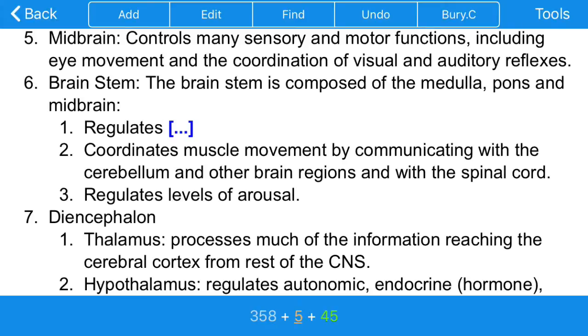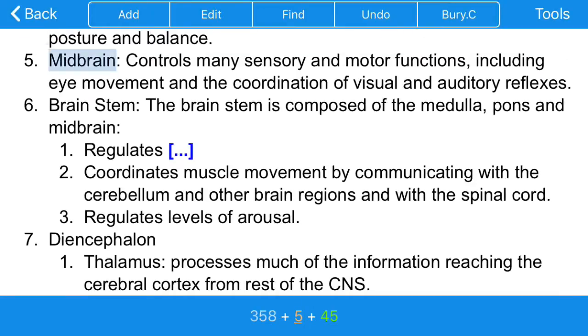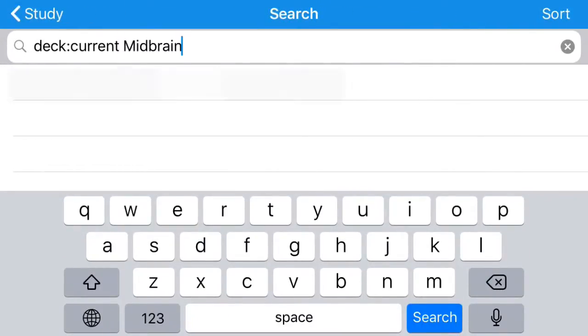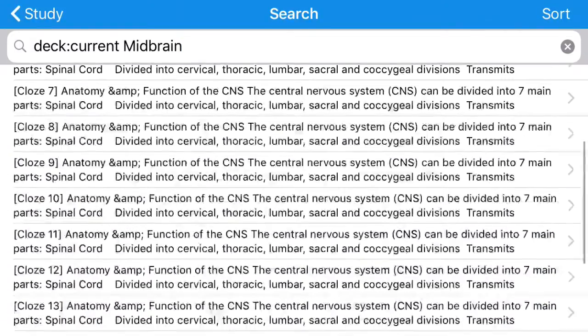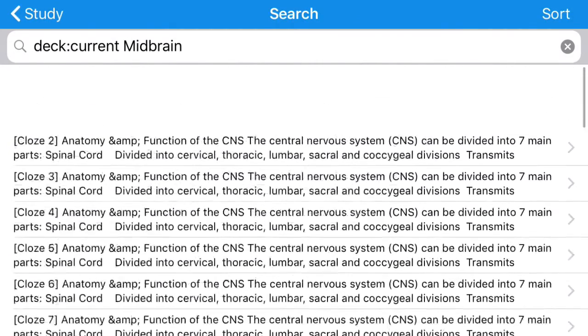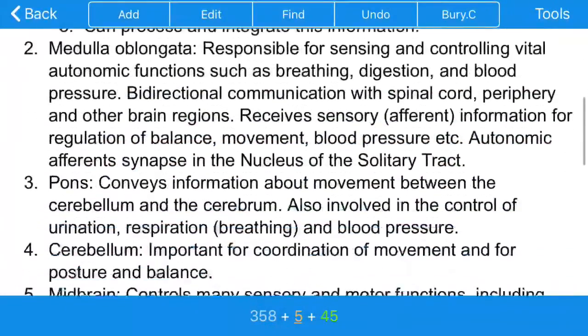Also, like the substantia nigra and the... I don't know, I can't look it up. Alright, it regulates. Can I search for it? Midbrain. Copy. Find. Paste. Midbrain. Nope, that's the only place it is. Okay.